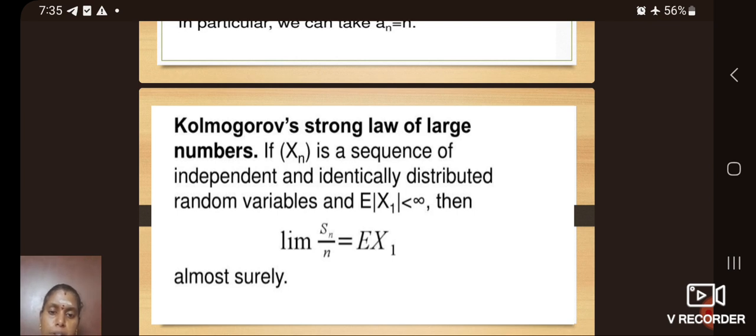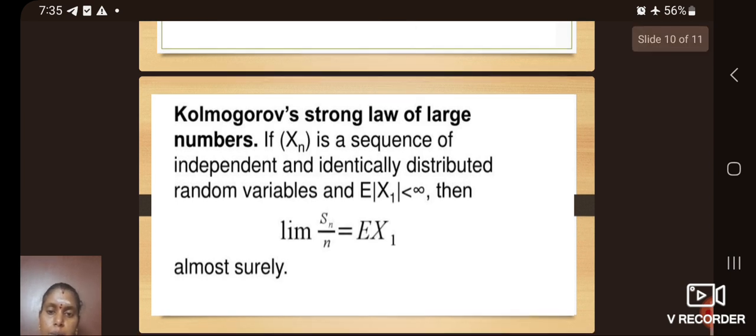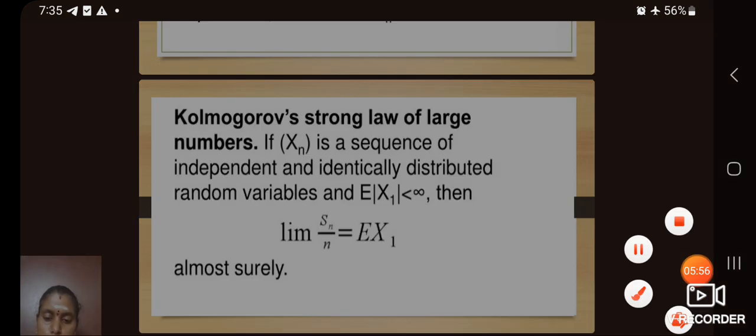Then we see Kolmogorov's strong law of large numbers. If Xn is a sequence of independent and identically distributed random variables, and the expectation of modulus X1 is less than infinity, then limit of Sn by n equals E of X1 almost surely.